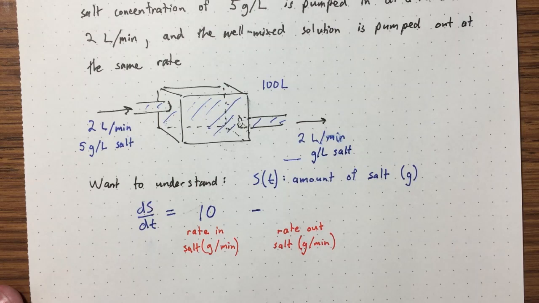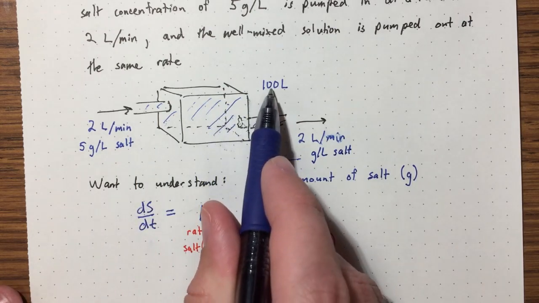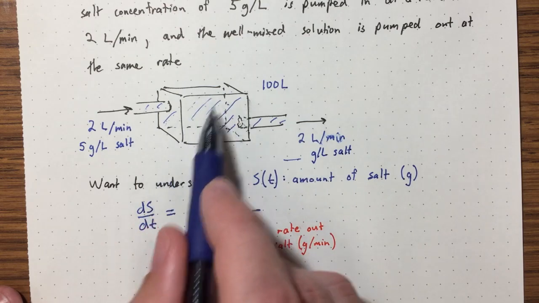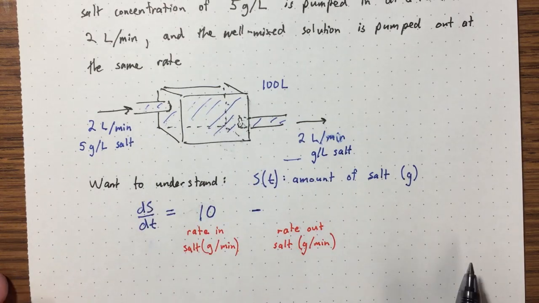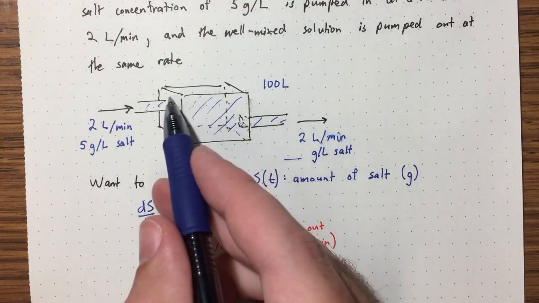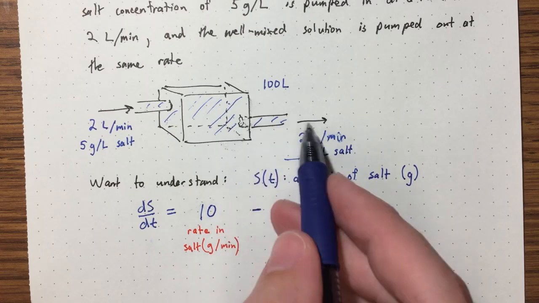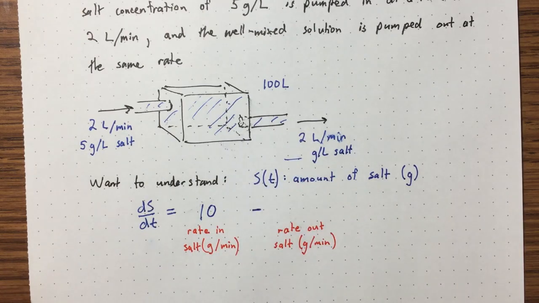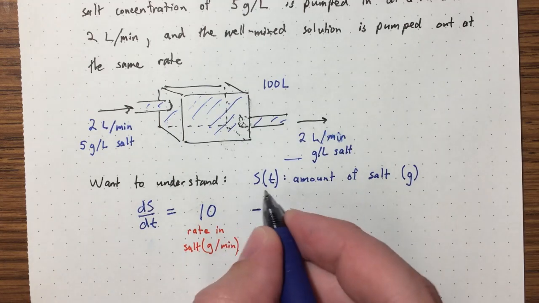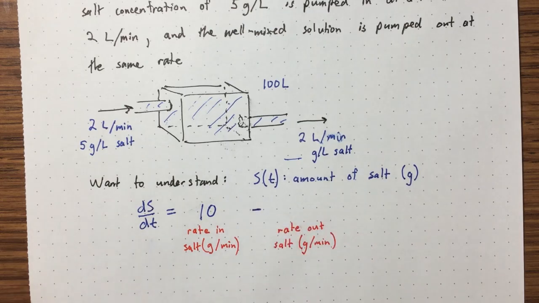So what is the concentration of salt in the outgoing pipe? Well, there are 100 liters of water in this tank. And so if we knew how much salt was in this tank, then we'd know how much salt was in each liter coming out. It would just be the amount of salt divided by 100. But we don't know how much salt is in the tank. That's actually what we're trying to find, right? That's S of t. But that's actually good for us.